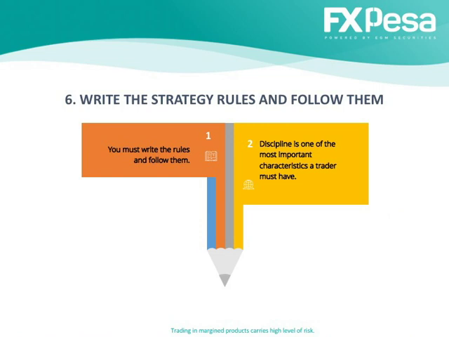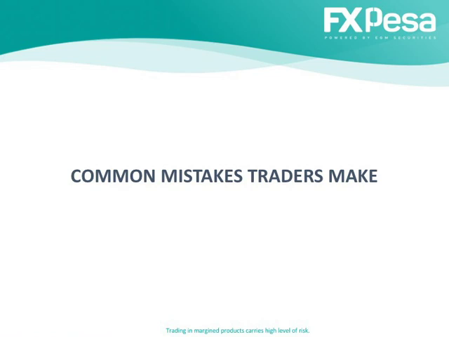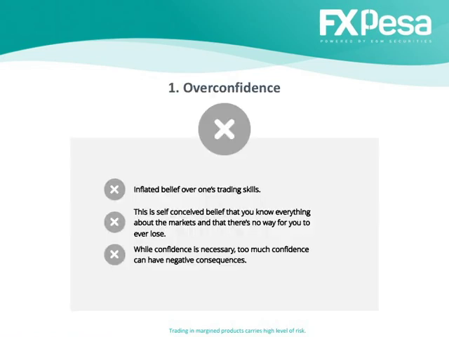6. Write the strategy rules and follow them. When it comes to trading, discipline is one of the most important characteristics a trader must have. You must write the rules and follow them to the letter. Common mistakes traders make. 1. Overconfidence. Inflated belief over one's trading skills.